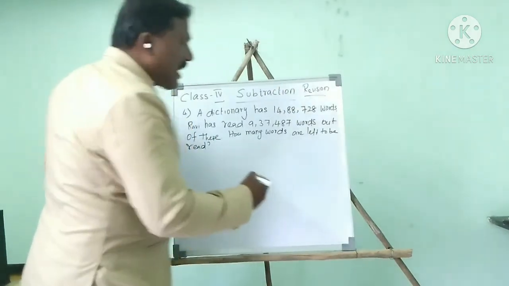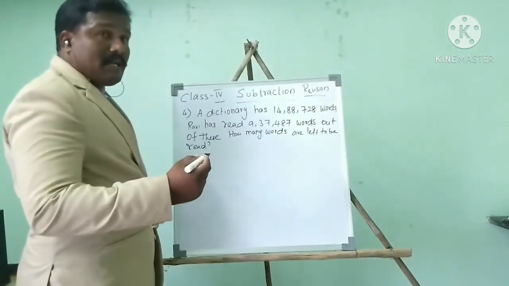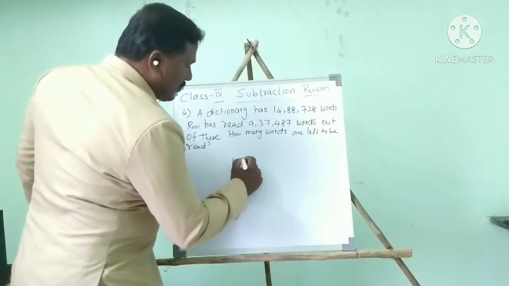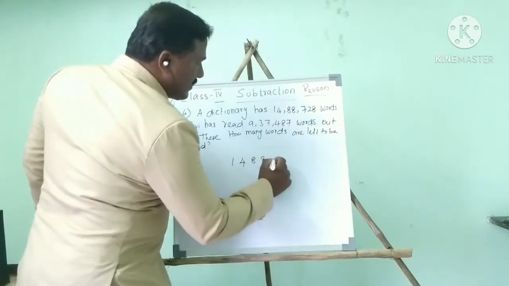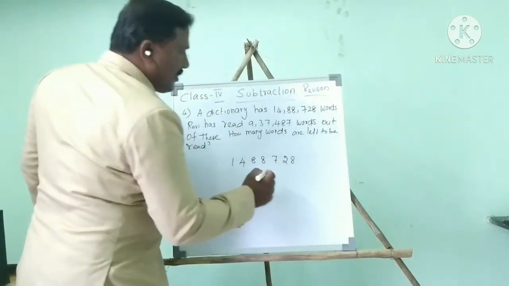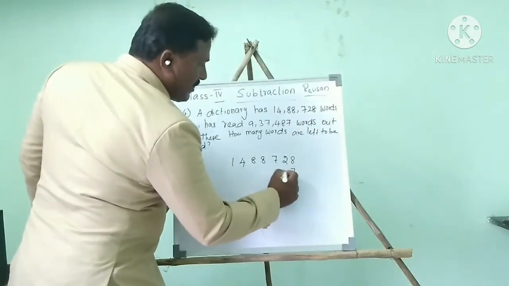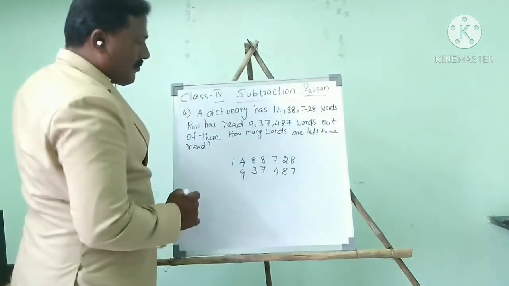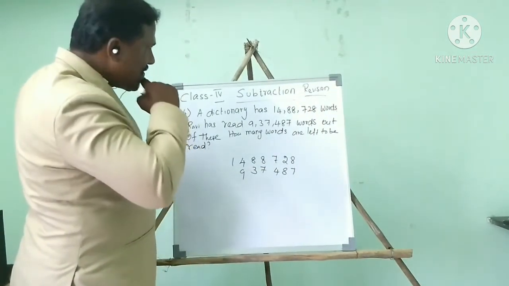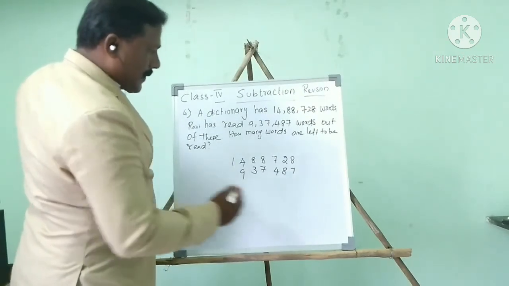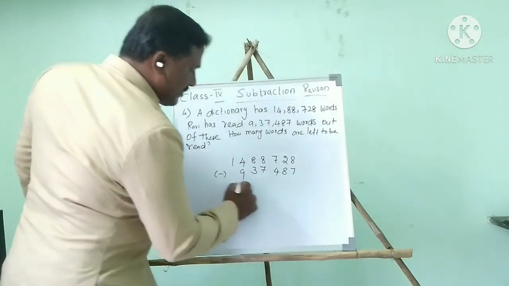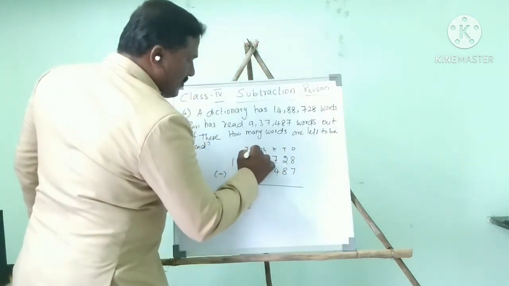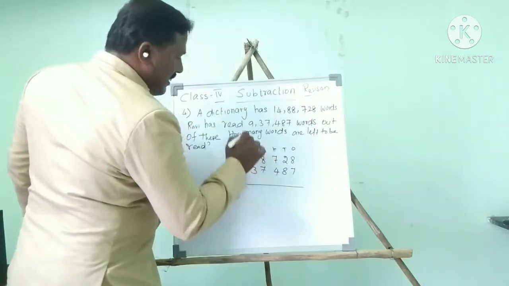Okay. So first I will write this larger number as the minuend, like 14,88,728. It's the minuend. Subtrahend 9,37,487. So it's the subtrahend. Okay. So I am going to subtract. You know, ones, tens, 100, 1000, 10,000, lakh, 10 lakh.